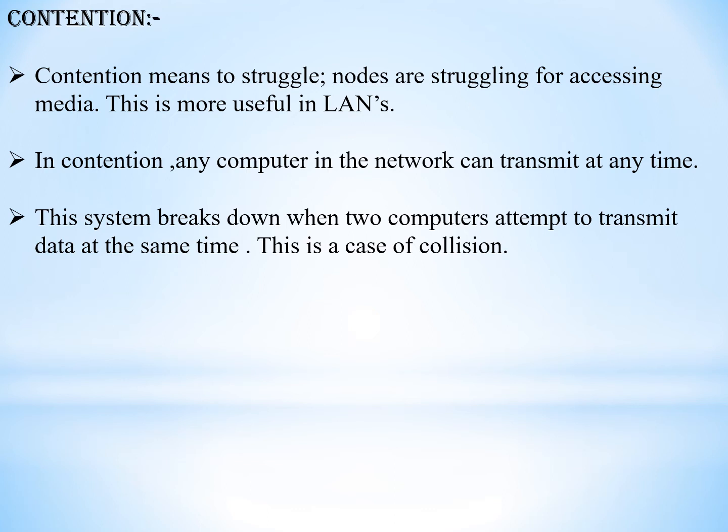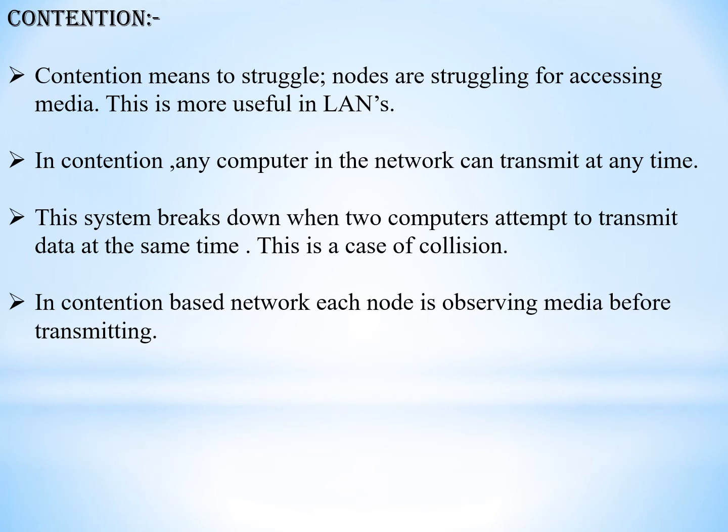When computer A and computer B are transferring, they collide, and what will happen? Collision. The data is lost. So we are going to solve it. In contention based network, each node is observing the media before transmitting. That is, if the third person comes to solve the dispute, what will he do? He will first listen to both of them before giving the solution.